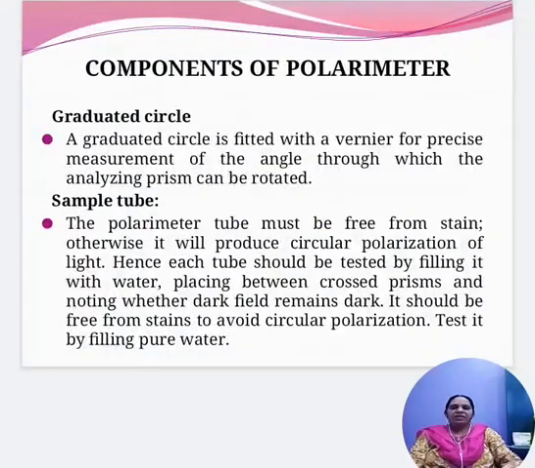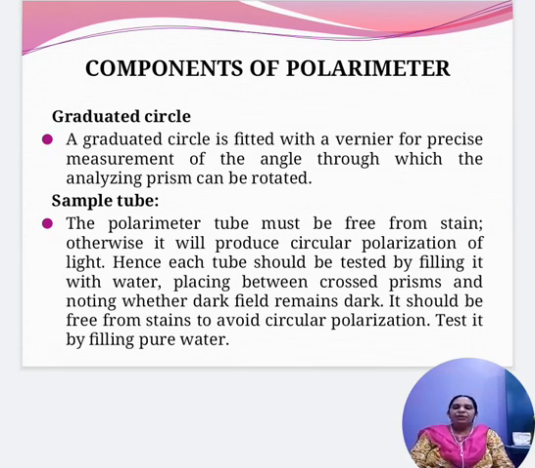Then we have the graduated circle. A graduated circle is fitted with a vernier for precise measurement of the angle through which the analyzing prism can be rotated. So the analyzing prism is rotated, and you can measure the angle from the graduated circle.